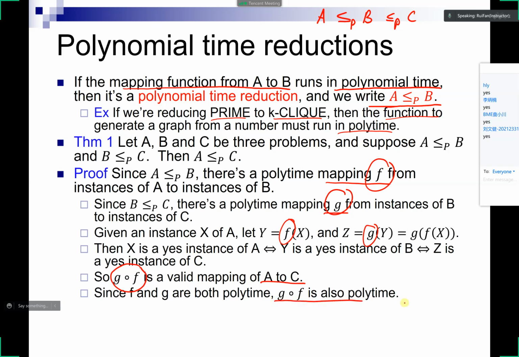So G composed with F runs in polynomial time, and we know that x is a yes instance of A if and only if G of F of x is a yes instance of C. Therefore G composed with F satisfies all our reduction properties, and so this shows that A reduces to C. Any questions?